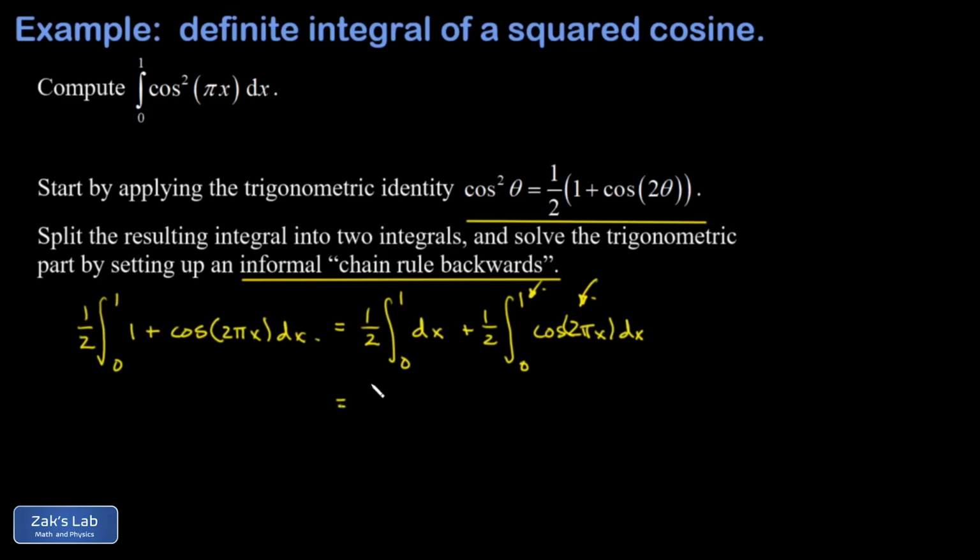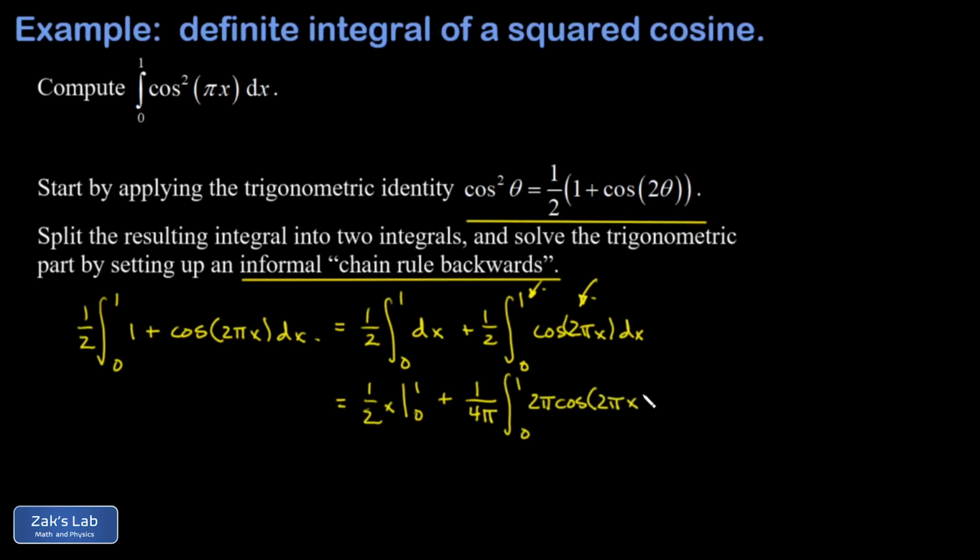Now my first integral just gives me 1/2 x evaluated from 0 to 1. And then this cosine 2 pi x piece requires some manipulation to show the chain rule backwards. So the way we do this is we want the derivative of the interior function to sit right next to that cosine function. And that derivative is 2 pi. So I'm going to divide by 2 pi out in front, giving me a 1/4 pi, multiply by 2 pi on the interior. And now I can see the chain rule backwards.